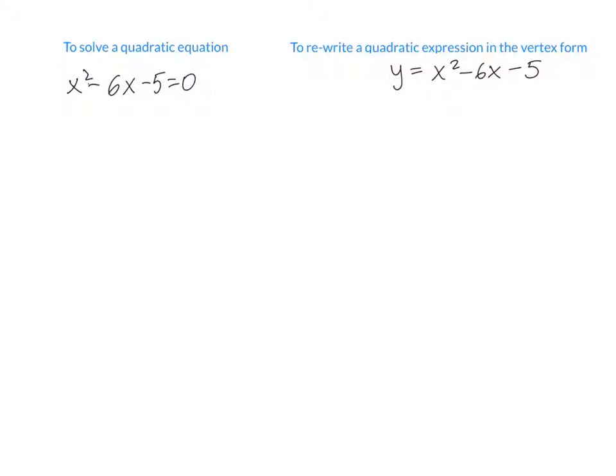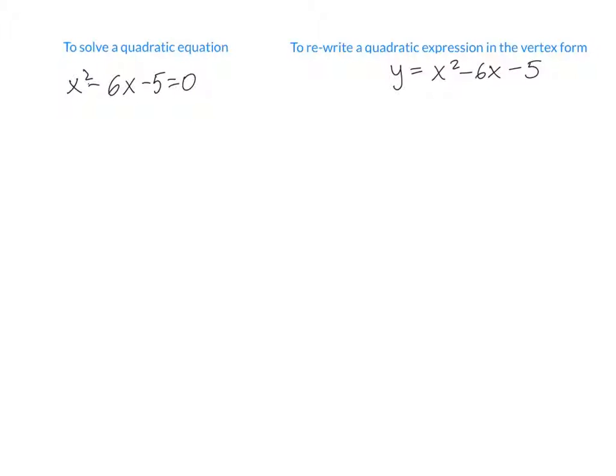Okay, so this video is about completing the square. We've seen this process, actually two separate processes, but they're both called completing the square in two very different situations, and this is very confusing. So let's make it very clear. Two different situations, two different goals.